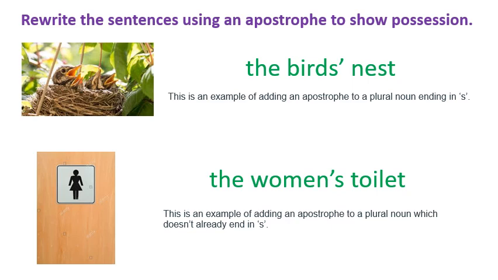How did you do? The birds' nest. Birds is a plural noun which already ends in S, so you should have just added an apostrophe. The women's toilet. Women is a plural noun too, but it doesn't end in an S, so this time you have to add an apostrophe and an S. Well done.